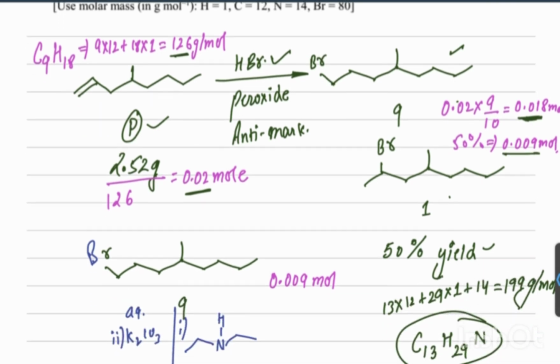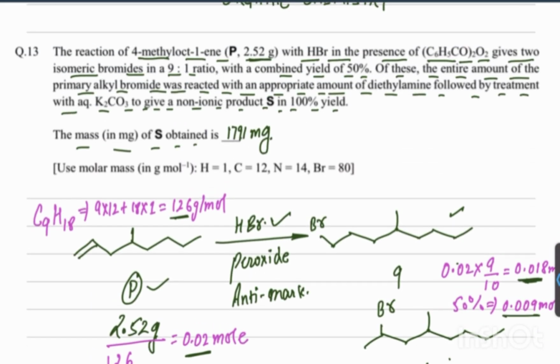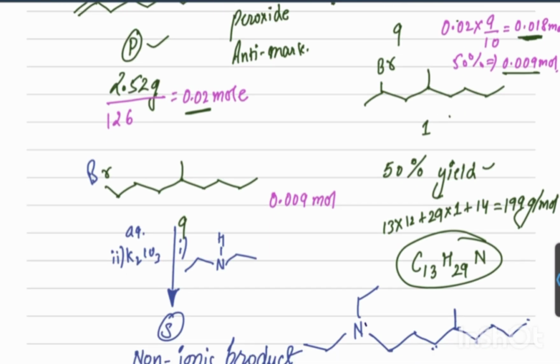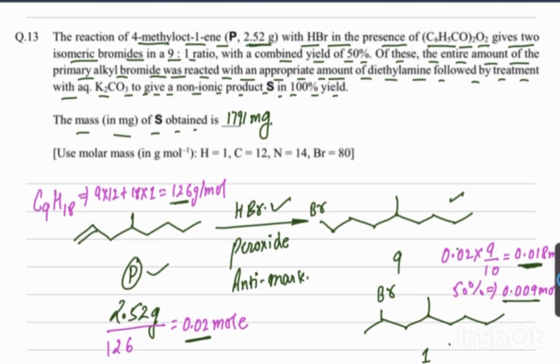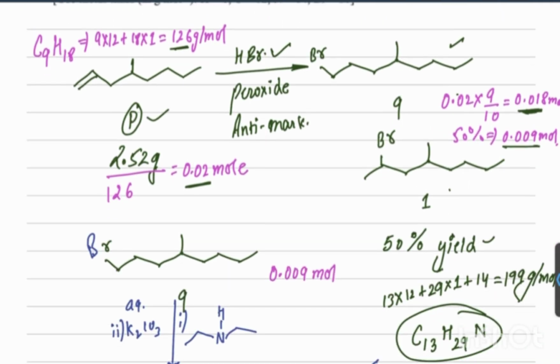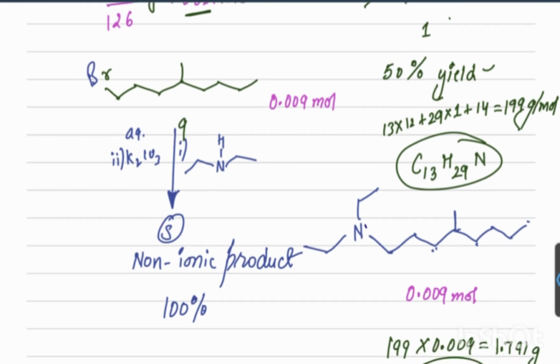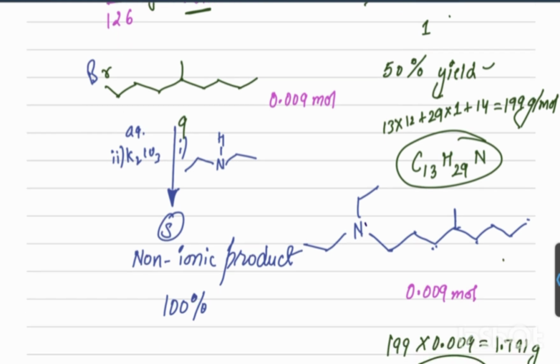Now, if you see here, what has been said is the entire amount of primary alkyl bromide was reacted with an appropriate amount of diethylamine. So we have reacted it with diethylamine, and after that aqueous K2CO3 is added to this. So we get the non-ionic compound. When we react it with this, the non-ionic compound will look like this. So this should be formed, and because it is a 100% yield, 0.009 moles of this compound will form.